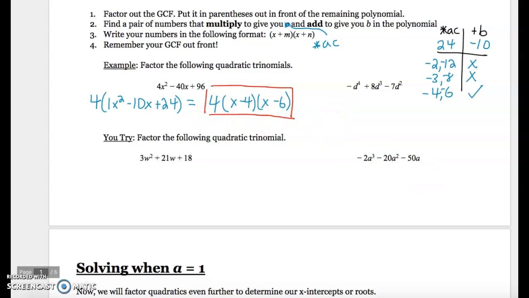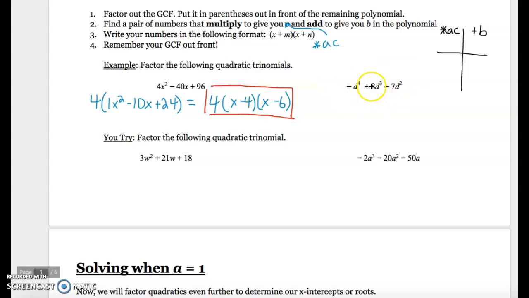All right, I'm going to go ahead and do another example here. And again, ideally at the end of doing this skill, we won't need to keep using the table, but again, use it as a support if you need it. So the first thing we have here is we look and see if there's a GCF.